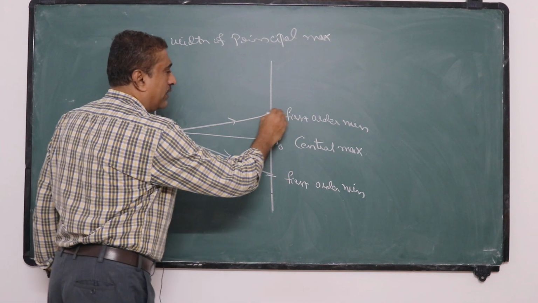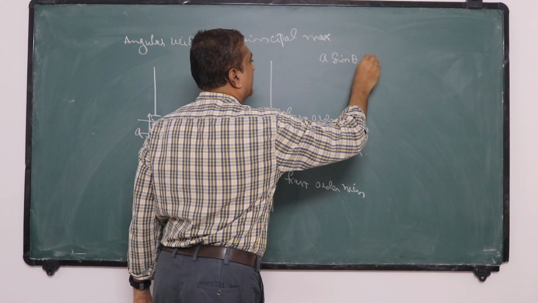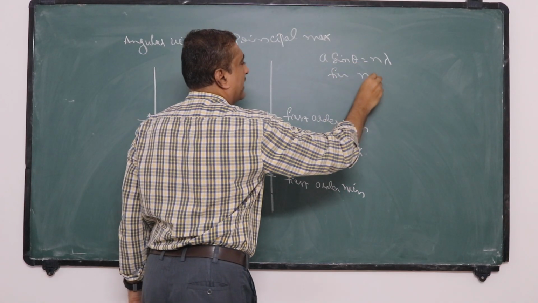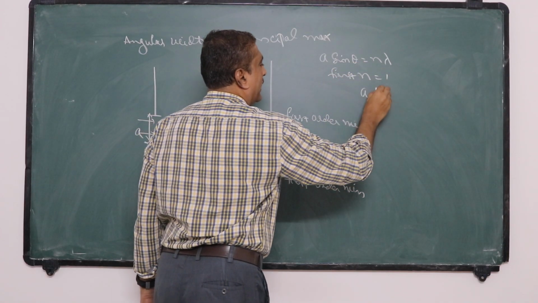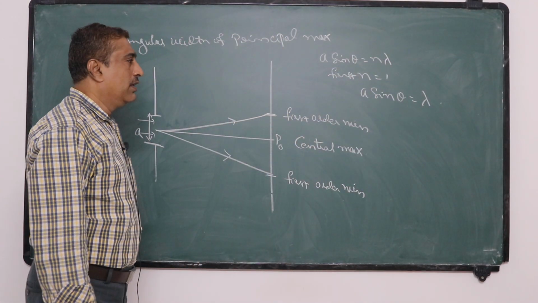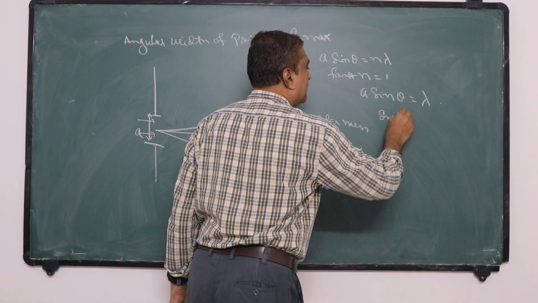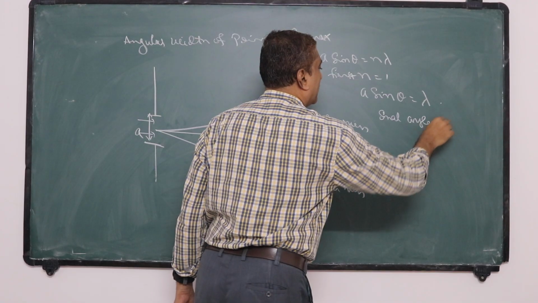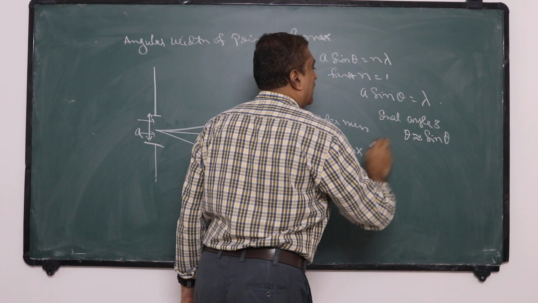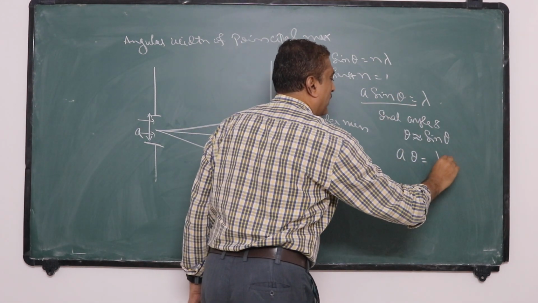Now the condition for first order minimum: we have the condition for minimum as A sin theta is equal to n lambda. So for first order, n is equal to 1. So we get A sin theta is equal to lambda. That means for small angles, theta is approximately equal to sin theta. So we can write this equation as A theta is equal to lambda.